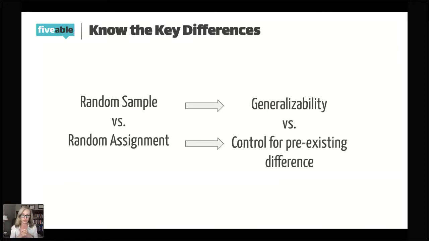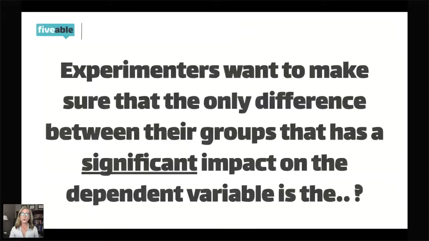Okay. So this kind of is our segue. Experimenters want to make sure that the only difference between their groups, their experimental and control group, that had a significant impact on the dependent variable is what? Yes, this is like the most simple question ever. It's the IV, or the independent variable. Very good.